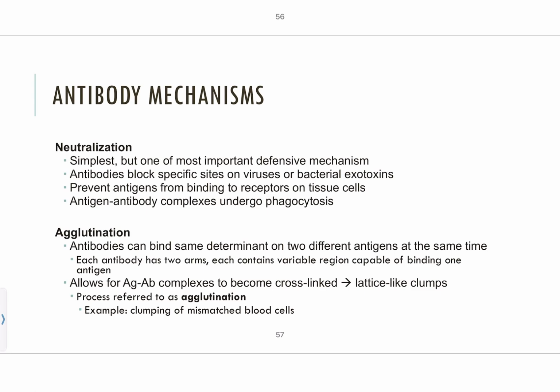In agglutination, each antibody can bind to two antigens at once, if you remember that Y-shaped structure. And this is going to cause the antigens to clump together into a larger lattice-like structure. And this clumping makes it easier for the immune system to clear them, as we've seen previously with the agglutination or clumping of mismatched blood cells.